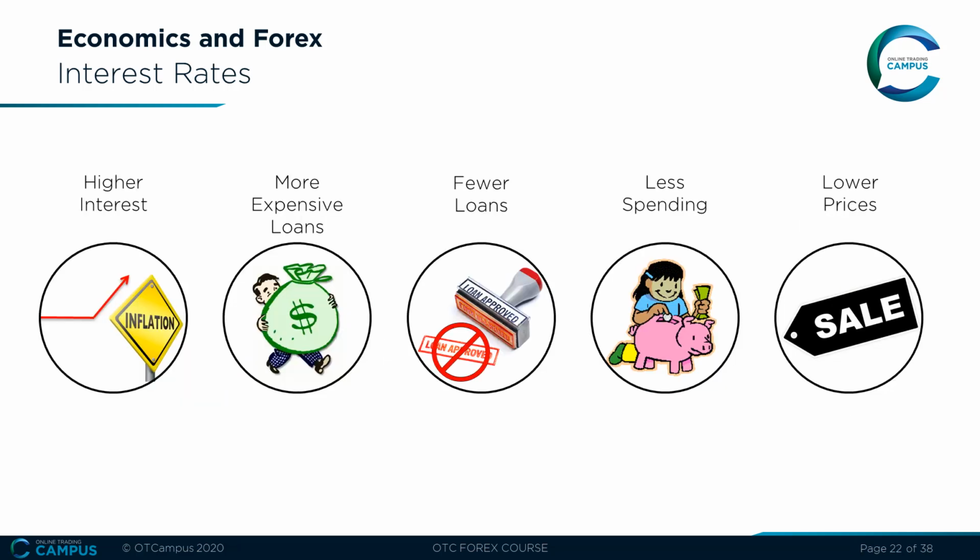So when the central bank increases interest rates, really the opposite happens. It means that fewer people have access to capital as loans become more expensive. As a result, there's less spending, and with less spending, prices will fall.